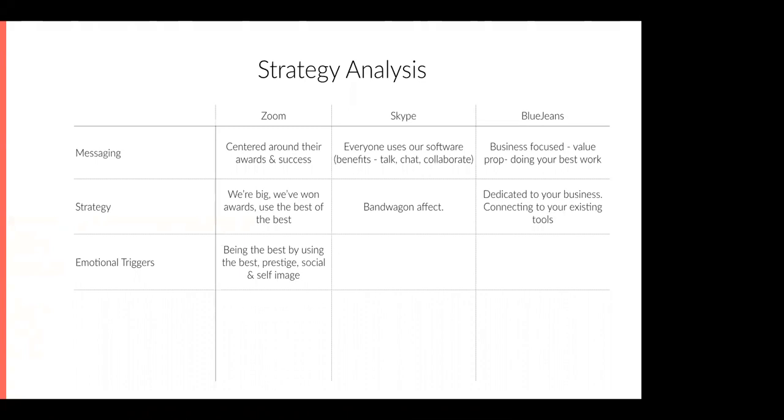you can be the best by using the best, prestige, and social and self-image. And I think that's really important too, because when you use Zoom, you want to feel good about yourself, and other people are going to admire you for using Zoom because, wow, they're the best. As Deb wrote, I said with Skype, belonging, accepted, part of something bigger, trust, reliable, social image.